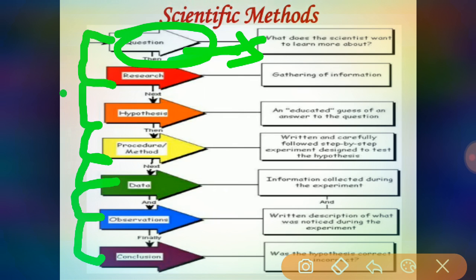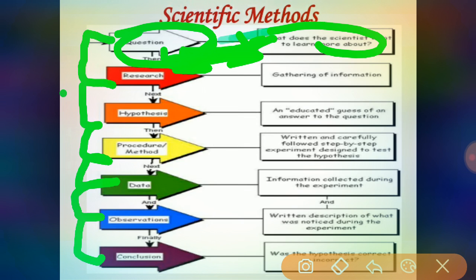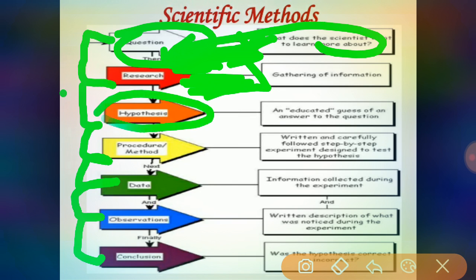Then research. There is a question and there is an answer. To find the answer, the researcher has to gather the information. After gathering the information comes the hypothesis. Hypothesis means the researcher should show the relationship between two or more variables, an educated guess of an answer to the question. Then the procedure method.